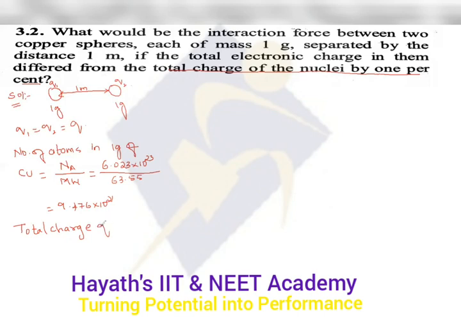The total charge q can be taken as the number of atoms, 9.476 into 10 power 21, times the number of electrons in each copper atom, that is 29, into the charge of an individual electron, 1.602 into 10 power minus 19. After multiplying, I would like to write the answer directly: 4.397 into 10 power 4 coulombs. We got the total charge here.